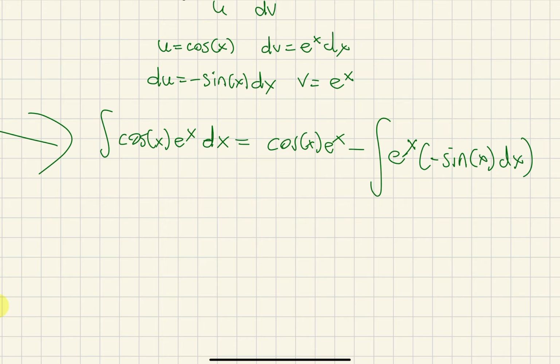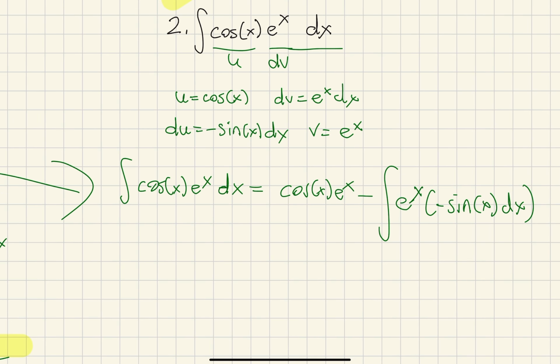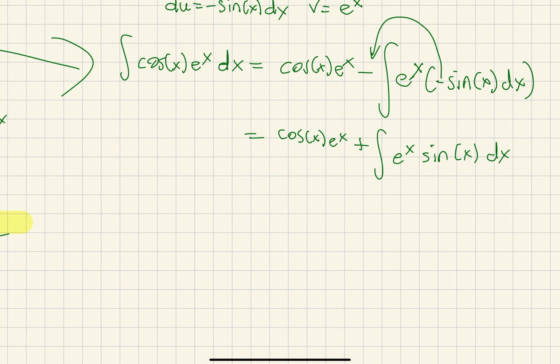We follow the LIATE rule again, and we can see here that sine is a trig function and e to the x is an exponential function. Let me quickly simplify this down so we don't have to worry about that negative sign. So u would equal sine x, and dv would once again equal e to the x dx. Taking the derivative, we get cosine x dx, and then v equals e to the x.